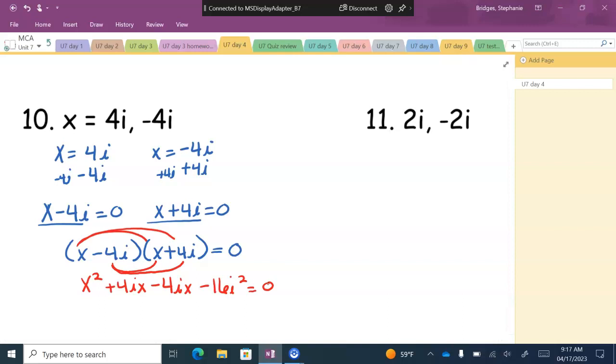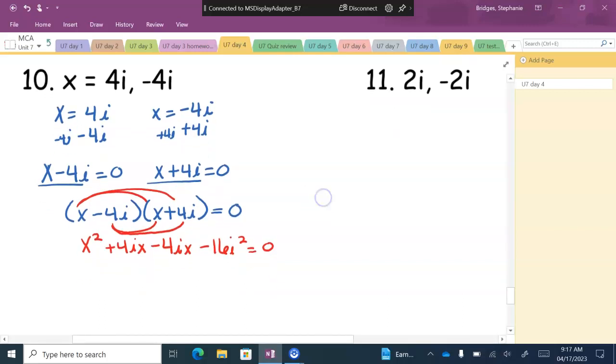So far, so good. All right, now we got to start working on combining our like terms and getting this thing in its simplest polynomial equation form. What happens to the positive 4ix and the negative 4ix? They cancel. Now, there's one thing we need to focus on. That's this last piece right here. Do we leave i squareds in our polynomial equations? No. Does anybody remember what i squared is equal to? Negative 1. So essentially, this is a negative 16 times a negative 1, right?